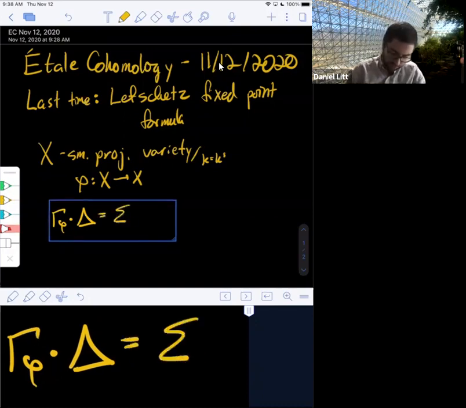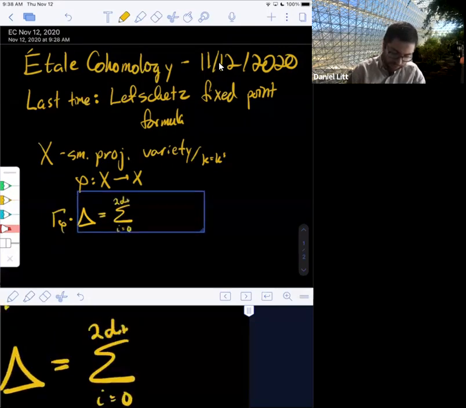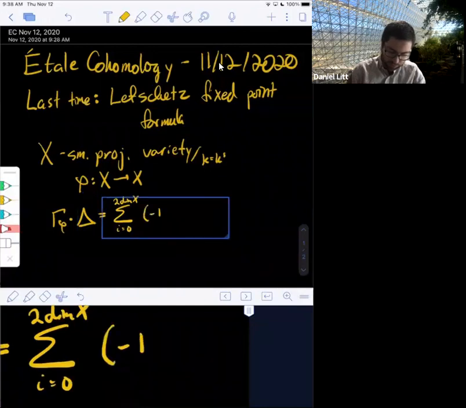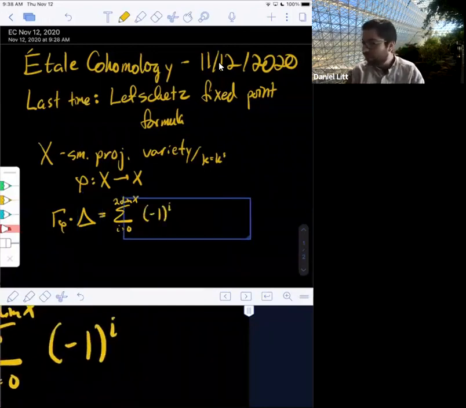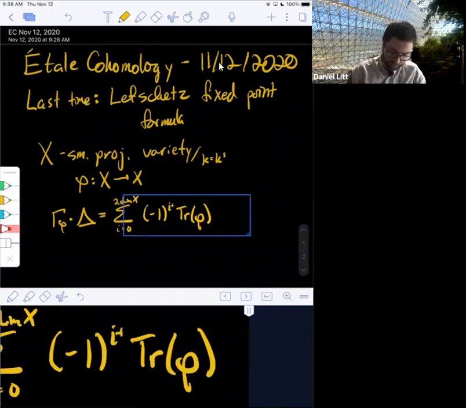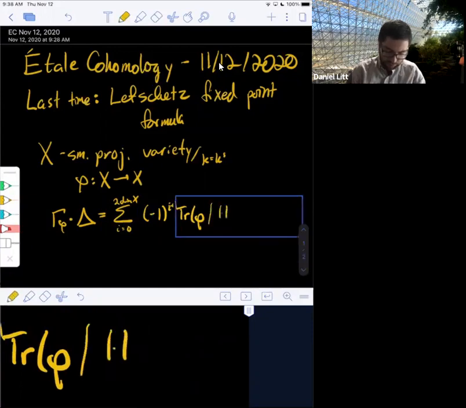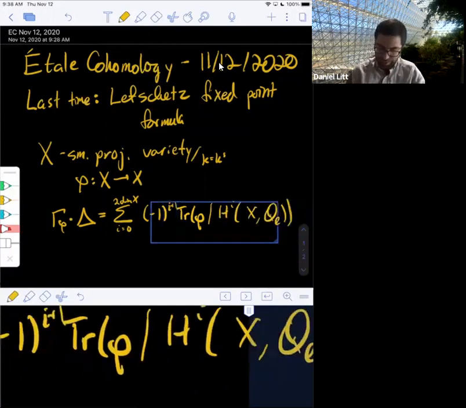And we wrote that as the following sum. So it was the sum from i equals 0 to twice the dimension of X of (-1)^i trace of phi on H^i of X with Q_l coefficients. And I think this should actually be i plus 1. Sorry about that. Yeah, it should definitely be i. Sorry about that.